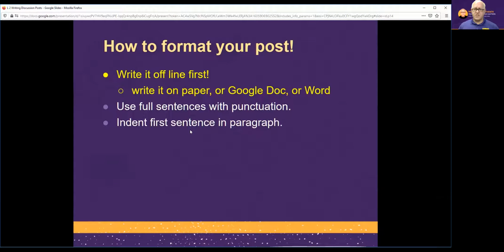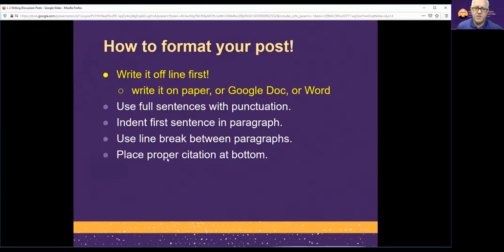Indent the first sentence in the paragraph if you can. Use a line break between paragraphs. When you go to post on Google Classroom, and we're going to show you how to do that in a little while, you're going to be working in a very small space. So you need to make sure that you typically put in 2 lines between paragraphs so that the words don't run on top of each other. Place a proper citation at the bottom.